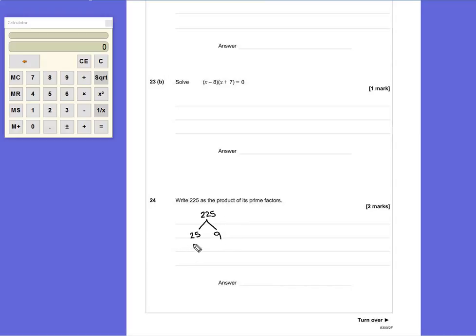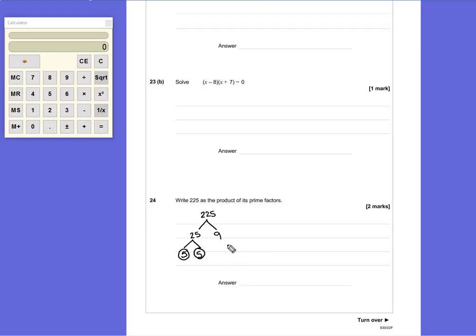Neither of these are prime numbers, so we can split them again. What two numbers could multiply to give me 25? Well, in this case, the only option we have is 5 times 5. Both of these are prime numbers, and therefore the branches end.